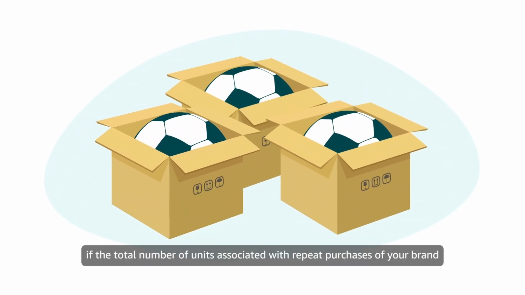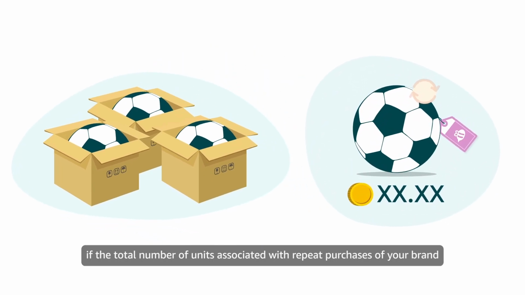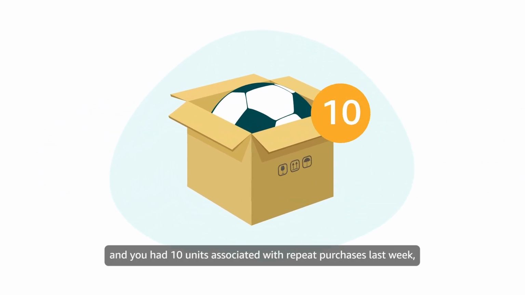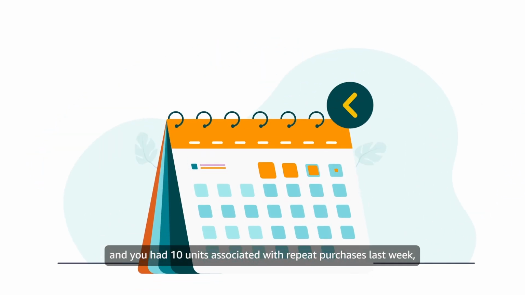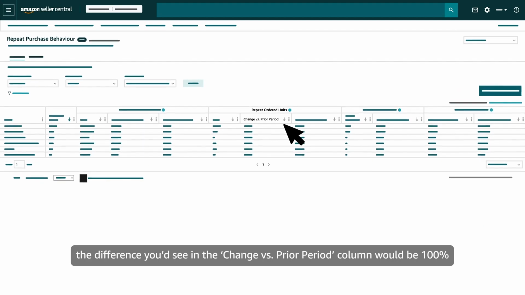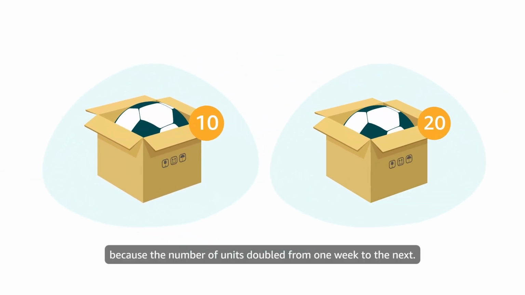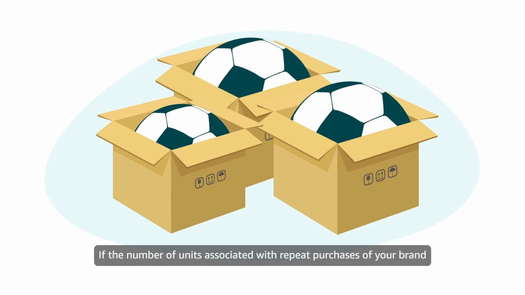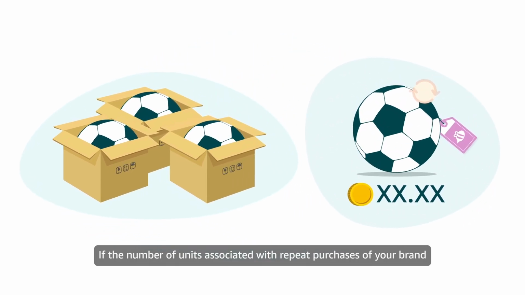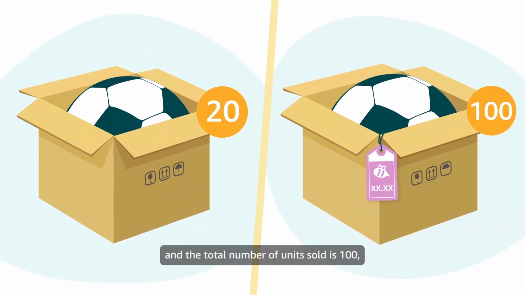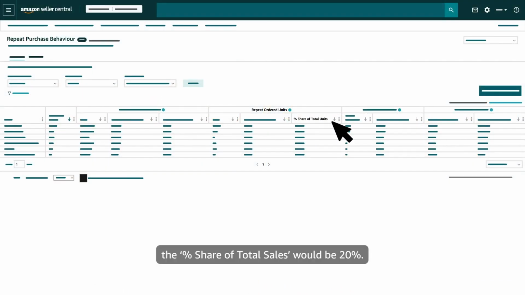For example, if the total number of units associated with repeat purchases of your brand is 20 for the current week, and you had 10 units associated with repeat purchases last week, the difference you'd see in the change versus prior period column would be 100% because the number of units doubled from one week to the next. If the number of units associated with repeat purchases of your brand for the current week is 20 and the total number of units sold is 100, the percentage share of total sales would be 20%.